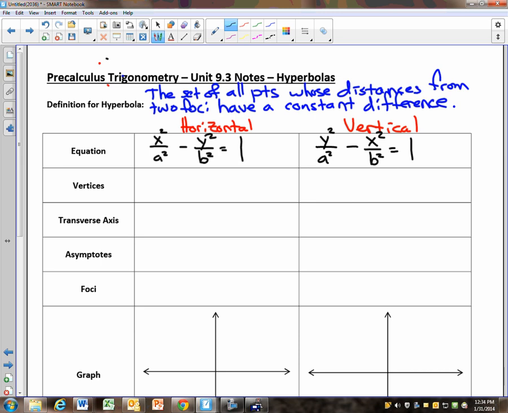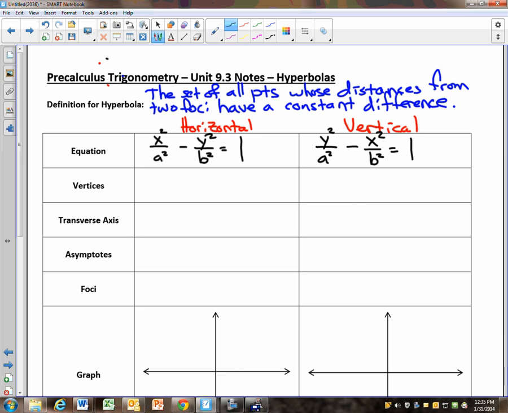Now, got to be very careful here as we answer this question. Don't be afraid to give an answer. Every answer is good. What is different between the horizontal and the vertical equations of hyperbolas as you look at them? Say something more. What about the x and the y? Yes, that's the important part.